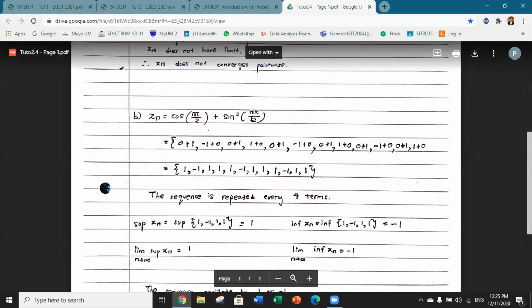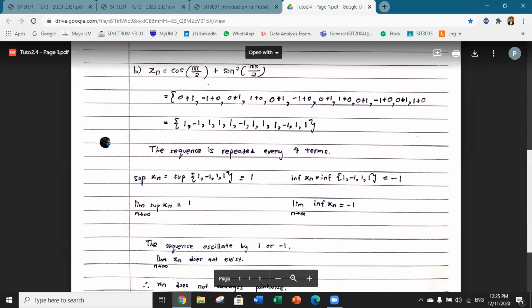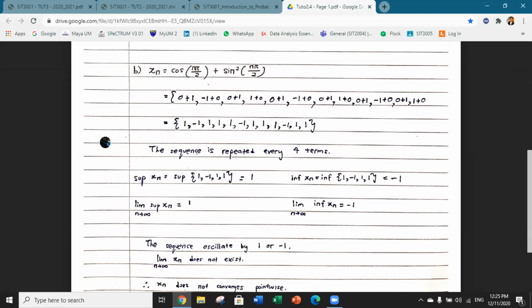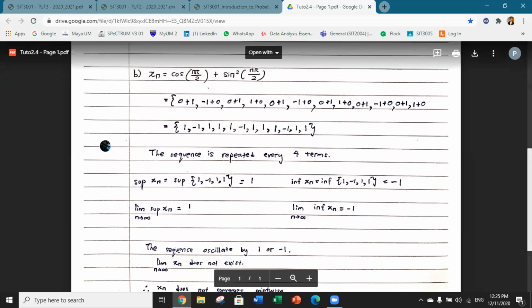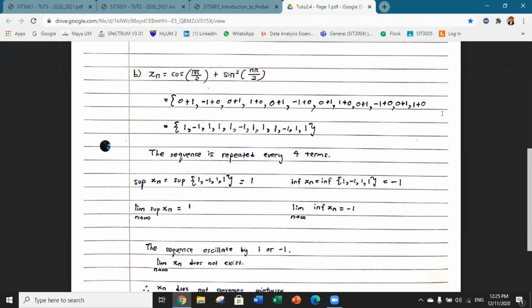This one is xn equals cos(n pi over 2) plus sin squared(n pi over 2). When I expand the sequence, these are the values I get. It keeps on going, but we can see there is a pattern where the sequence repeats every 4 terms. Right, but when you write it, you have to write dot dot dot before you close. Otherwise, it means a finite sequence. All right, okay, sir.